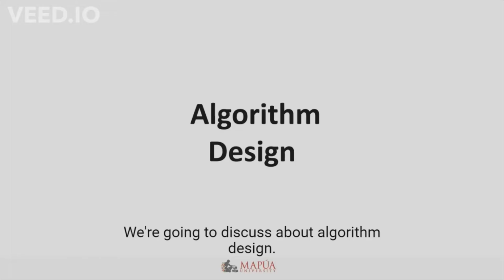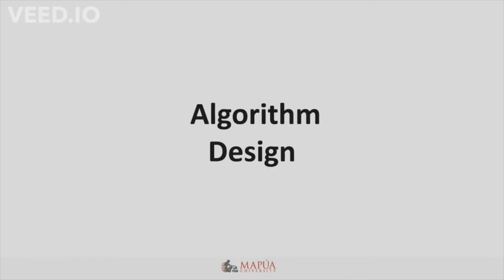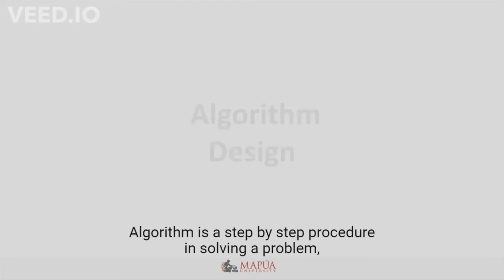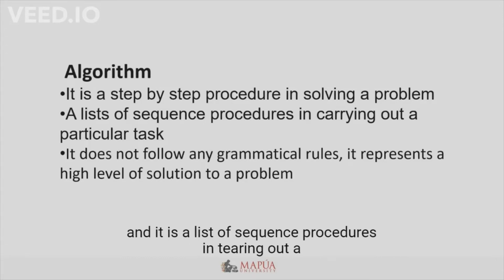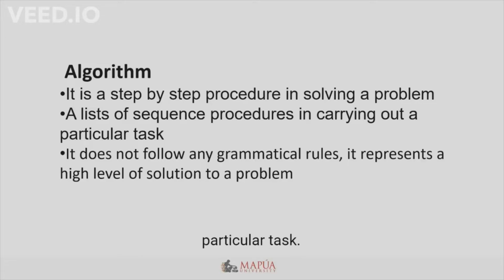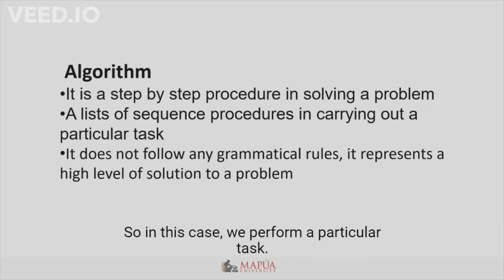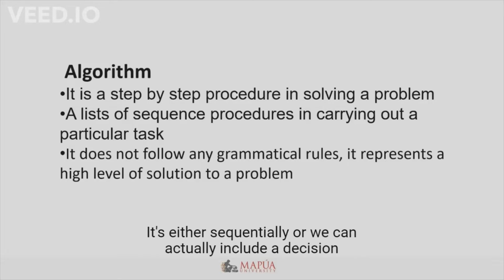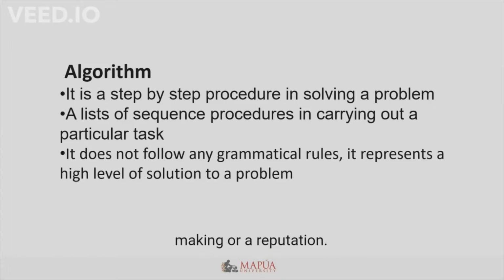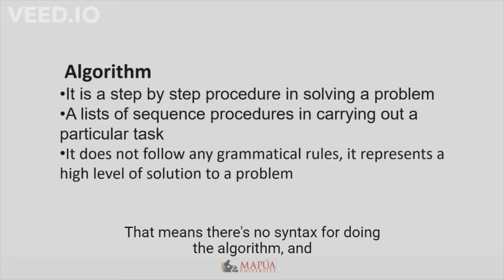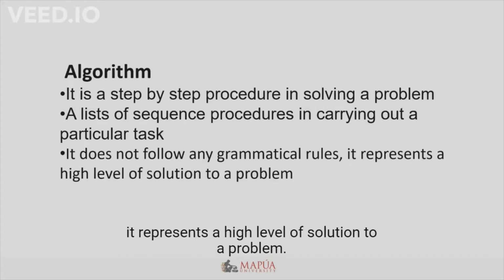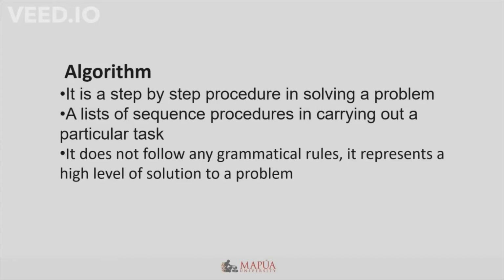We're going to discuss algorithm design. First, let us define algorithm. An algorithm is a step-by-step procedure in solving a problem, and it is a list of sequence procedures in carrying out a particular task. So, in this case, we perform a particular task. It's either sequential or we can actually include decision making or repetition. It does not follow any grammatical rules. That means there's no syntax for doing the algorithm, and it represents a high-level solution to a problem.